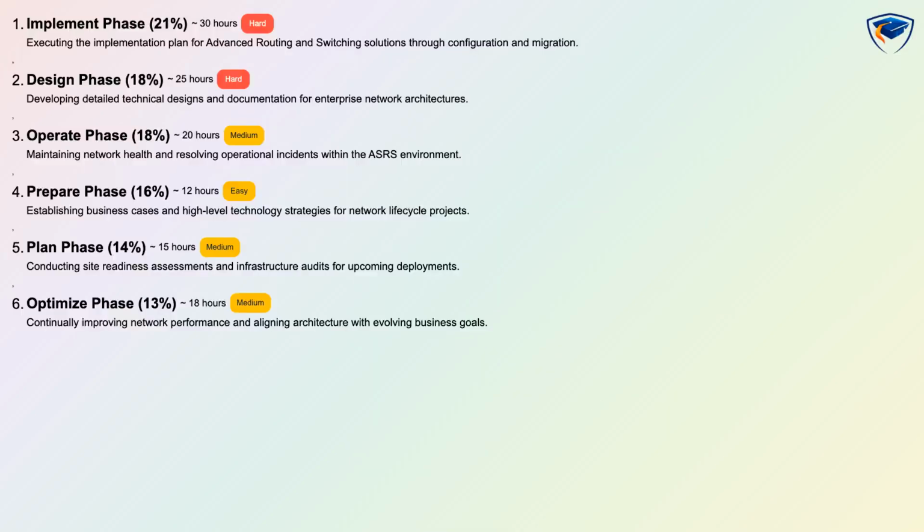This exam covers 6 domains with specific weights and focus areas. Implement phase is 21%, design phase 18%, operate phase 18%, prepare phase 16%, plan phase 14%, and optimize phase 13%. And each domain has defined difficulty, estimated learning hours, and assessment types you must master.